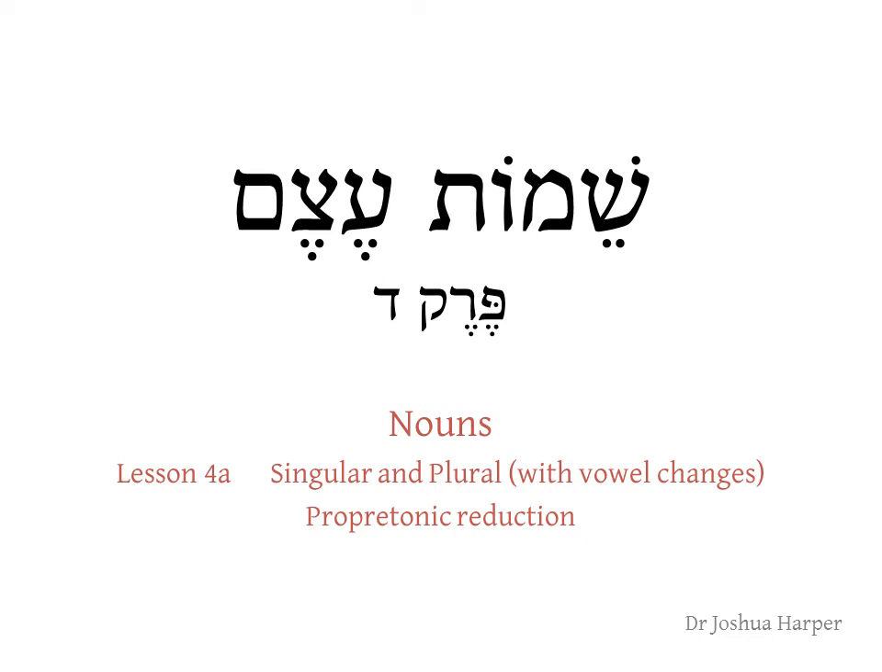Shalom talmidim, shemot etzem perek daleth. Nouns, lesson 4, singular and plural with vowel changes. Part A, propretonic reduction.